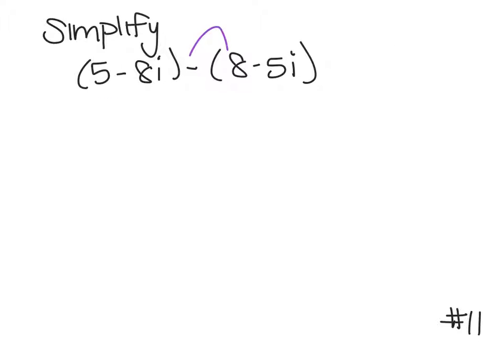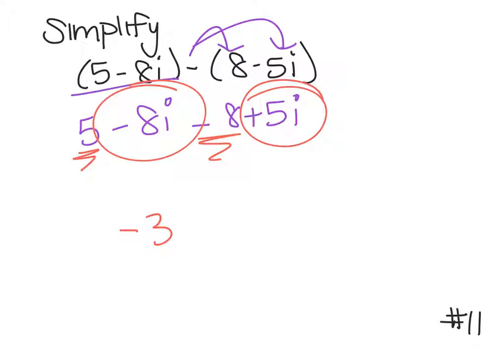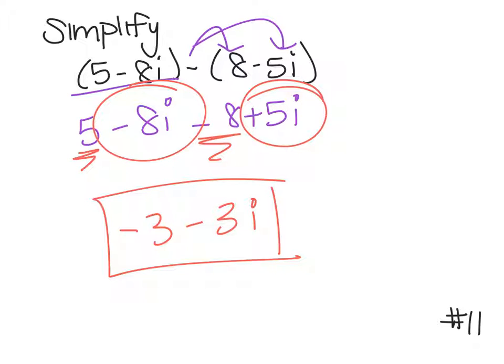Simplify. I'm going to distribute, so I have negative 8 plus 5i. I don't have anything on the outside, so I'm just going to bring it down. So like terms, I have 5 and negative 8, so I have negative 3. Then I have negative 8 and a positive 5, so I have negative 3i. And there's my final answer.